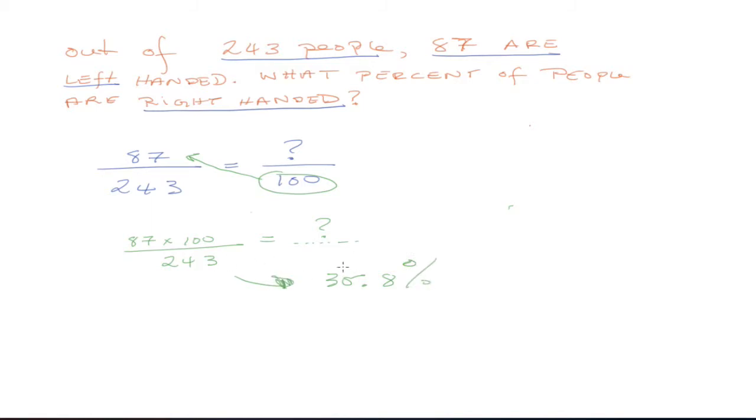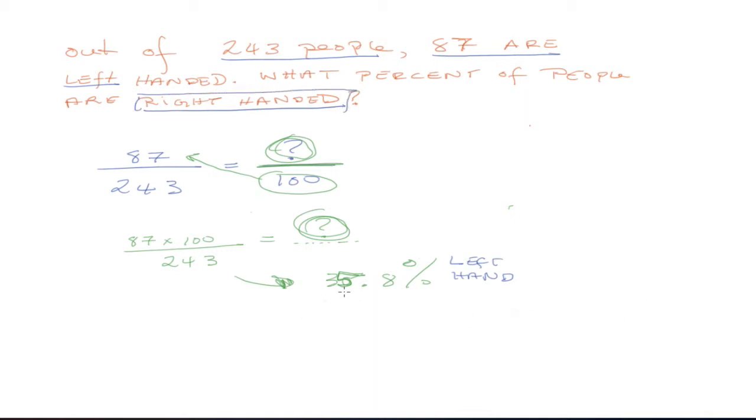This number here, 35.8, is the value of our question mark. And what's our question mark? Well, our question mark is a quantity over 100. So this answer here, this value, 35.8, is a percent. It's out of 100. But this is the left-handed people. These are left-handed. And our question wants the right-handed people.